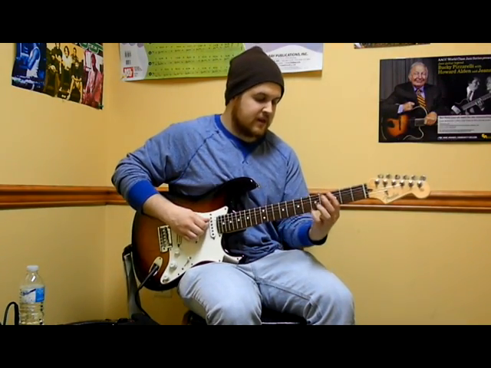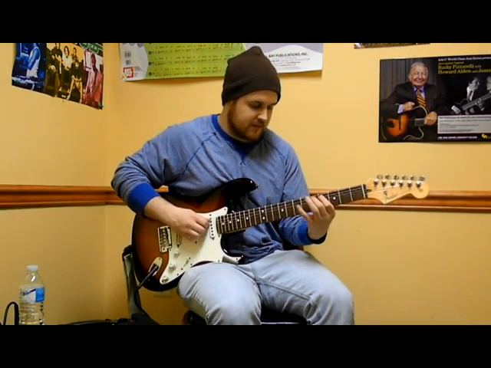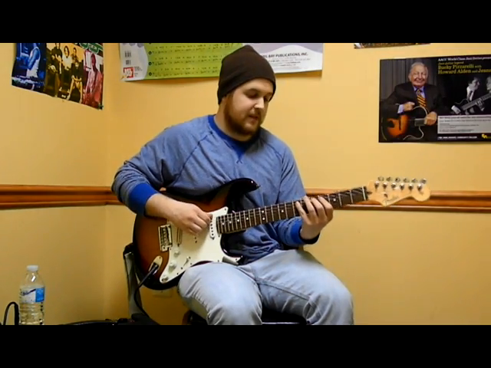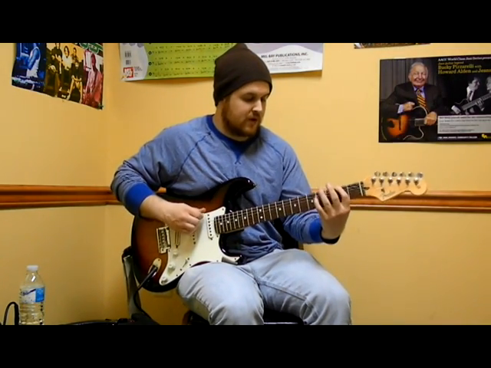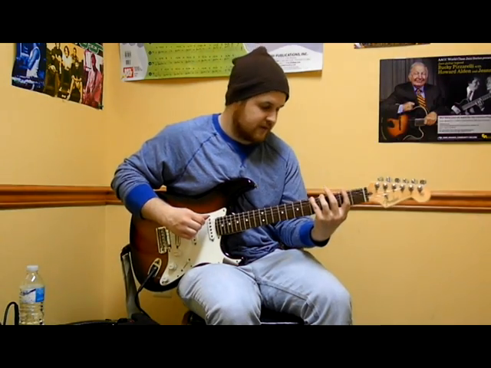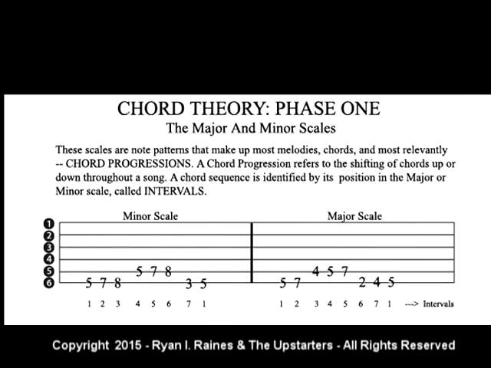5, 7 on E, 4, 5, 7 on A, and then back to low E for 2, 4, and 5.